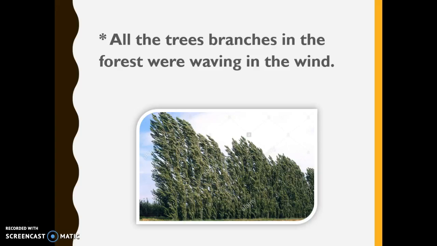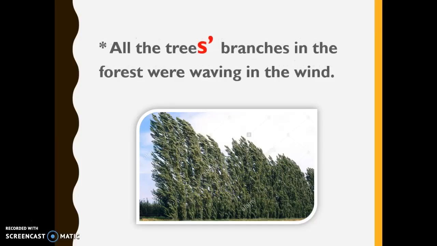Sentence number 5. All the trees' branches in the forest were waving in the wind. Please pause the video at this time so you can find the possessive noun and insert its apostrophe correctly. The correct answer is the possessive noun is trees, and the apostrophe goes after the S because there are more than one tree.